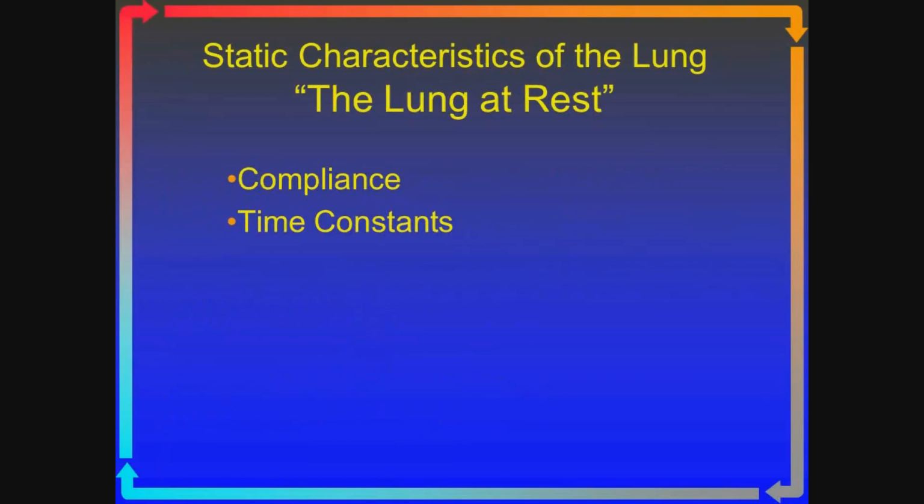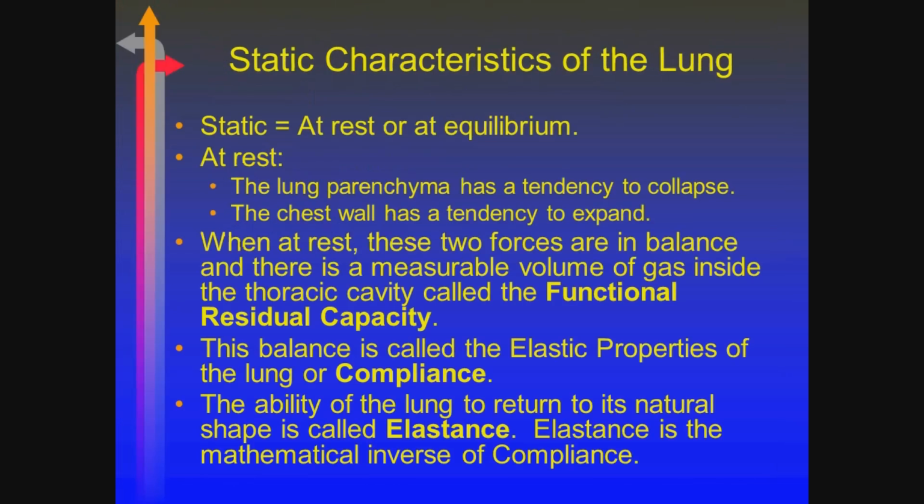Looking at the other end of the spectrum, compliance, which is the lung at rest, and this basically is the natural tendency of the lung to want to collapse inward and the chest wall to want to expand outward. The relationship between those two forces going in opposite directions is what establishes the FRC, and that elastic property is known as compliance, with its reciprocal being elastance.